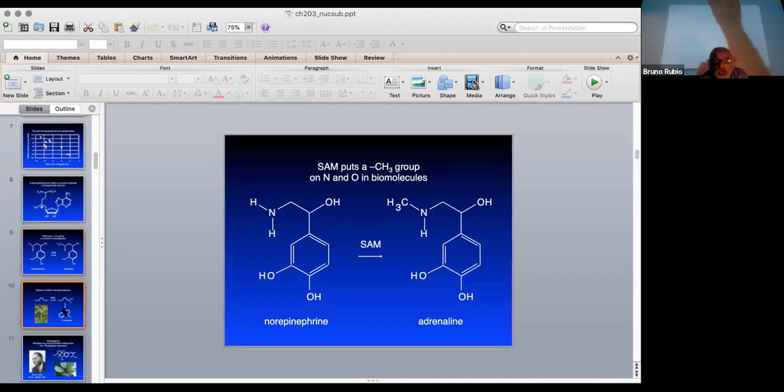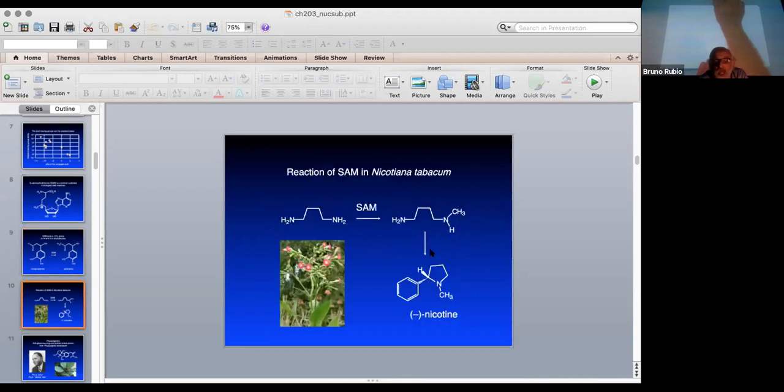Okay, so just some more examples. For example, nicotine. I see a methyl group on a nitrogen atom. How'd that get there?